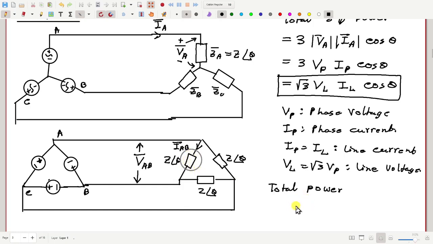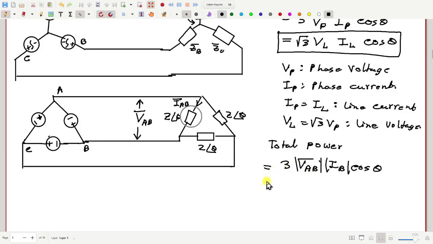How much is the power consumed by this load alone? That will be VAB magnitude, IAB magnitude, and cosine of the angle between VAB and IAB. But how much is that? Theta, because load angle is theta. So cos theta. This is the power consumed by one load of these three phases. So total power will be 3 times because it is completely symmetric. Now this VAB is nothing but VL, and IAB is what? This is phase current or line current.